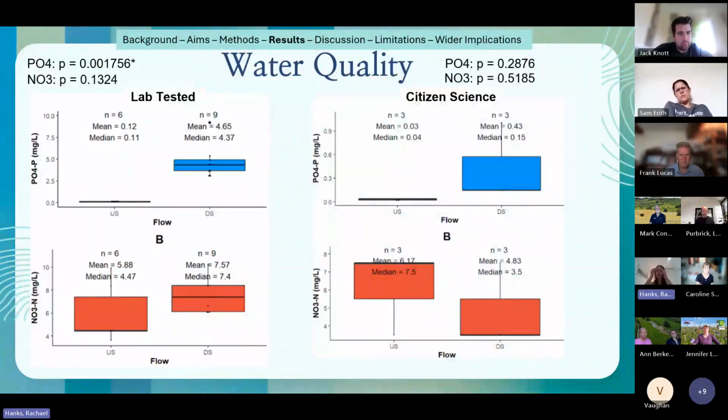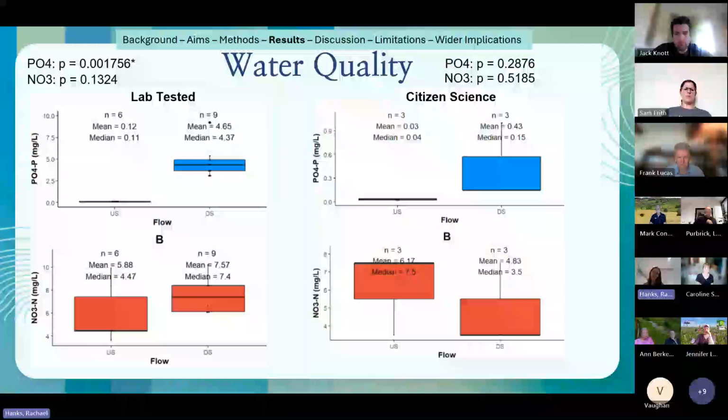So results. So here I've kind of paired my results together. So on the left-hand side, we've got the phosphates, PO4, and the nitrates, NO3 on the y-axis. And on the bottom, we've got flow, so US upstream, DS downstream. So the left-hand side graph is box plots and my results from my water quality that I lab tested. And on the right-hand side, I've got John Pratt's results, which were from similar sites, or as close as I could get to my sites within the area.